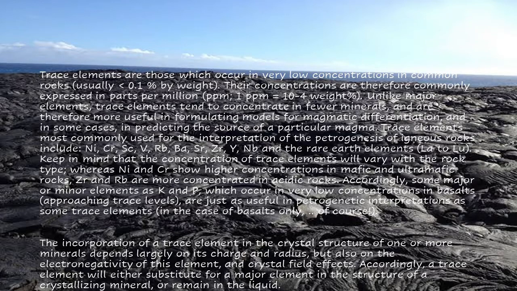The incorporation of a trace element in the crystal structure of one or more minerals depends largely on its charge and radius, but also on the electronegativity of this element and crystal field effects. Accordingly, a trace element will either substitute for a major element in the structure of a crystallizing mineral or remain in the liquid.